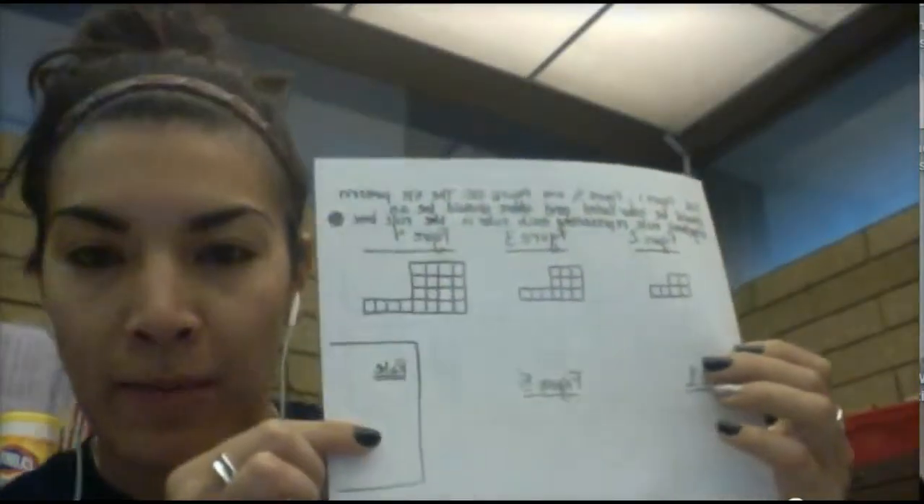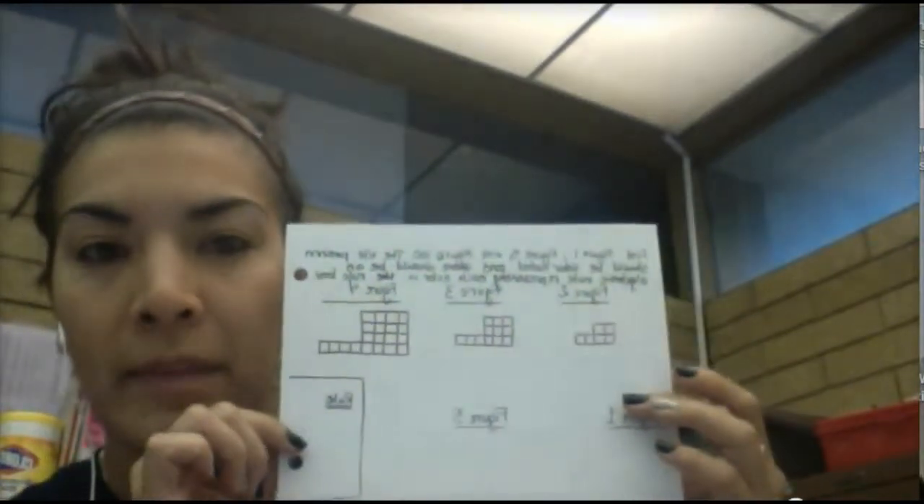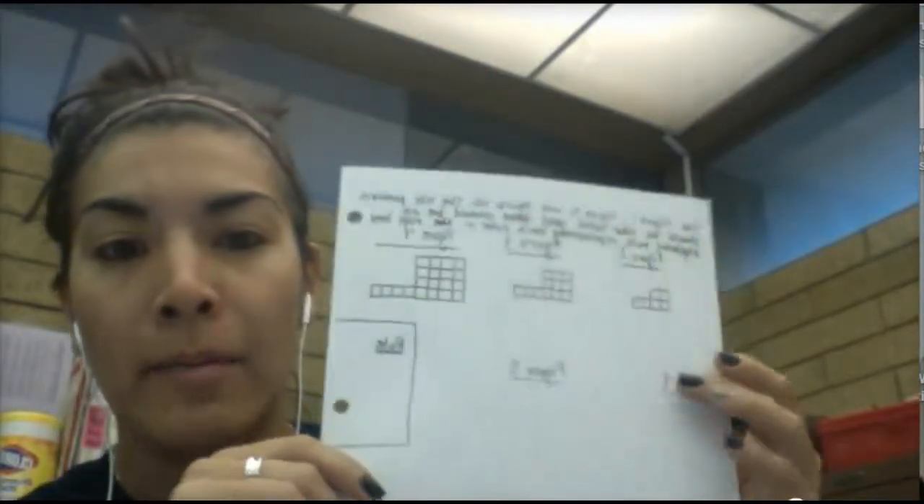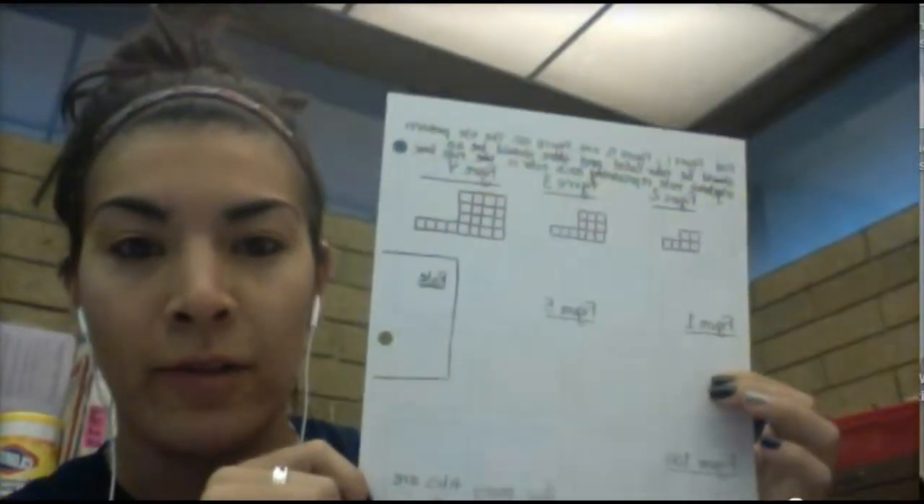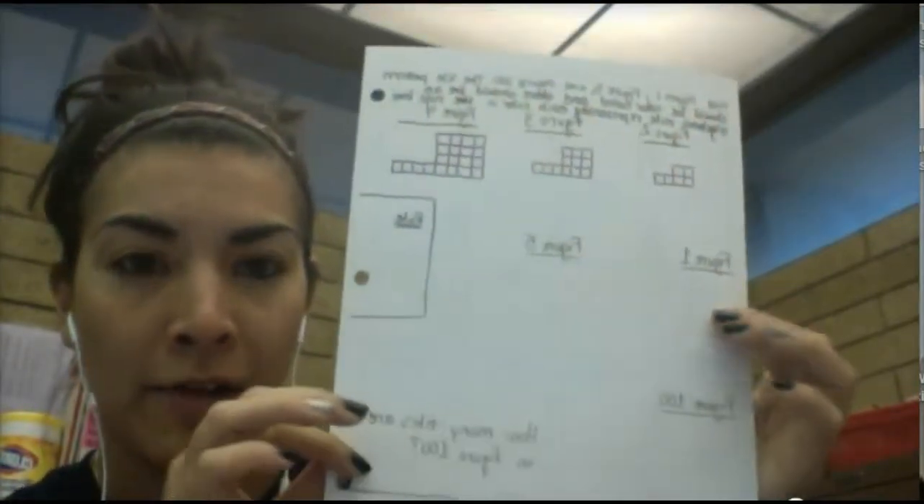So you're going to tell me how the tiles are adding onto the pattern each time. Okay, if you forget, go back and look at your toolkit that we did on Monday to remind you of what that looks like. Then at the very bottom, how many tiles are in figure 100?